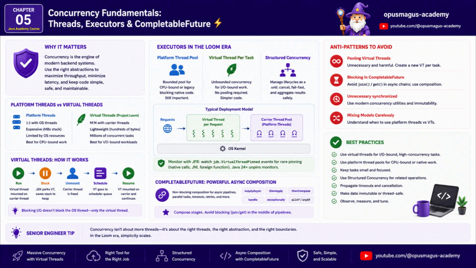Project Loom and virtual threads change that model. As described in the supplied update material, modern Java now separates platform threads from virtual threads. Platform threads remain the operating system-backed threads. Virtual threads are lightweight JVM-managed threads that are mounted onto a smaller set of carrier platform threads. When a virtual thread performs supported blocking I/O, the JVM can park the virtual thread, save its continuation, free the carrier thread, and later resume the virtual thread when the operation is ready. This is the crucial idea. The code can look blocking, but the underlying carrier thread is not wasted in the same way.